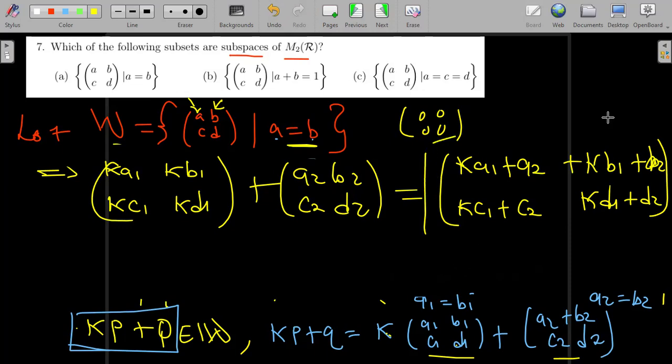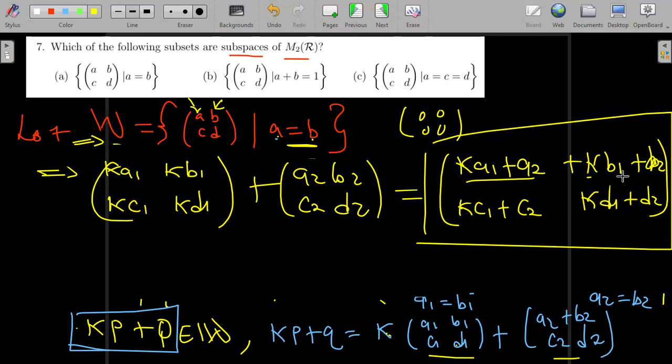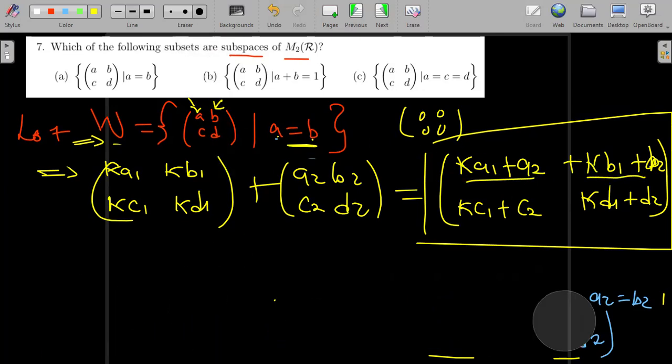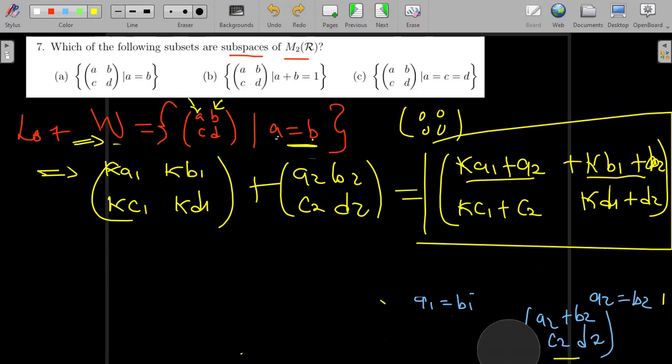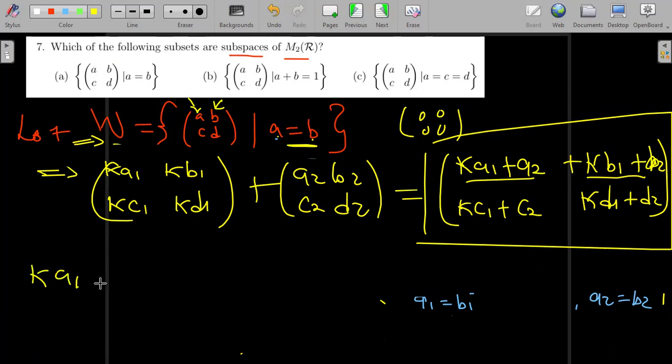Now, is this a member of this set here? Remember the condition. For you to be a member of this set, A has to be equal to B. So these two have to be equal. Are those two equal? That's what we want to prove. Remember we said A1 is equal to B1 and A2 is equal to B2. So K(A1 plus A2) is equal to K(B1 plus B2).